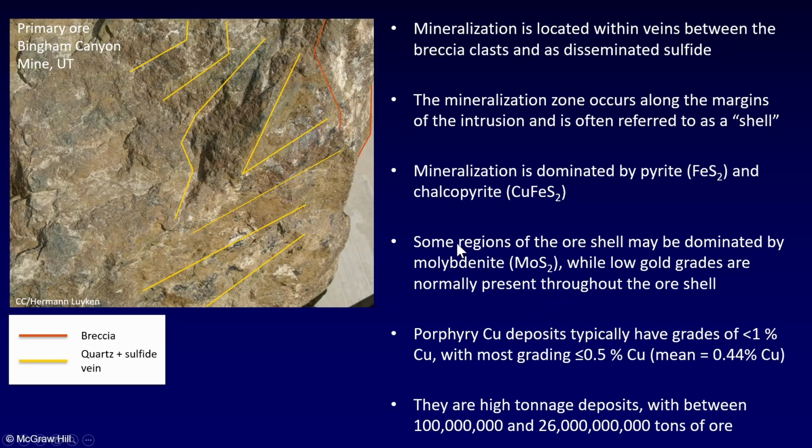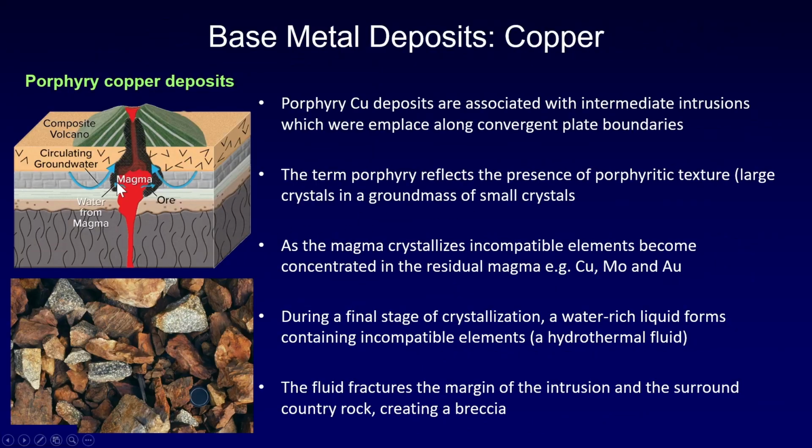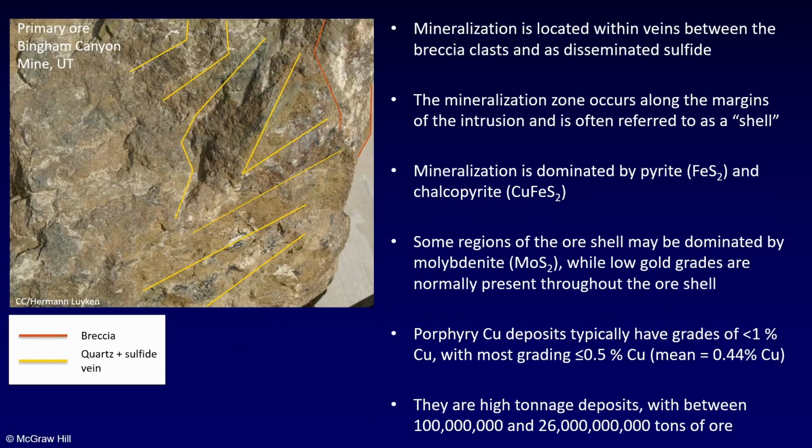Some regions of the shell will also contain molybdenum in higher concentrations. And so the molybdenum will be present as the mineral molybdenite, which is molybdenum sulfide. And you will also have low gold grades throughout the entire shell. So if we go back to the previous diagram, what we tend to see is the inner portion of the shell closest to the intrusion tends to be more molybdenum rich. And then as you move away from the intrusion, the shell tends to become more copper rich. But within the molybdenum rich regions and the copper rich regions, you do get some gold mineralization as well, mixed in with the sulfide minerals.